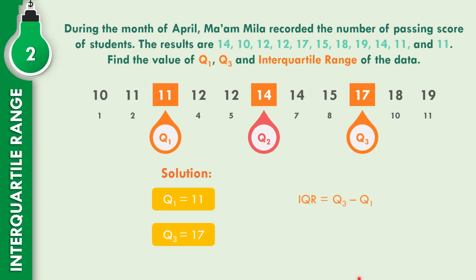So let us find now the interquartile range of the data. Q sub 3 minus Q sub 1. The Q sub 3 is equal to 17 minus the Q sub 1, that is 11. So 17 minus 11, the interquartile range of the data is equal to 6.